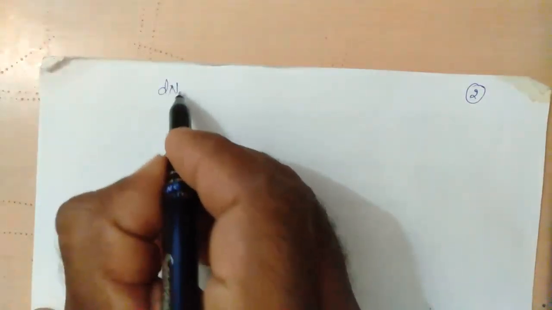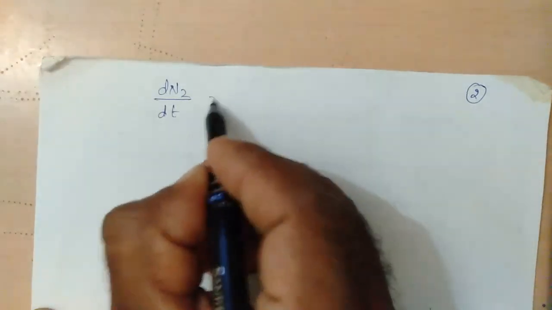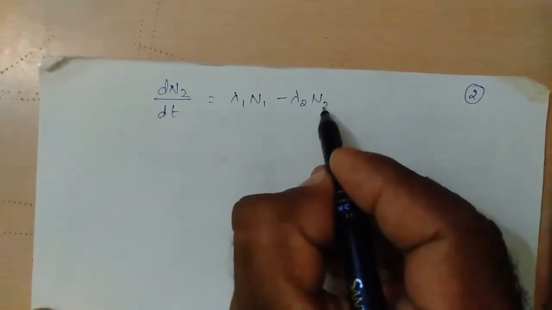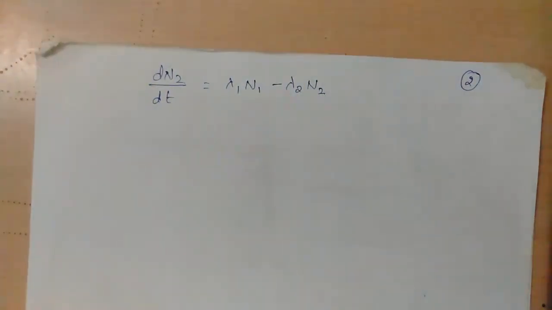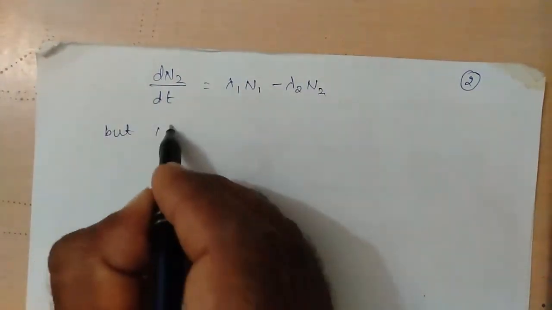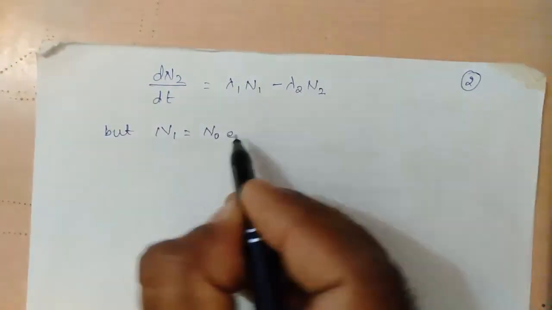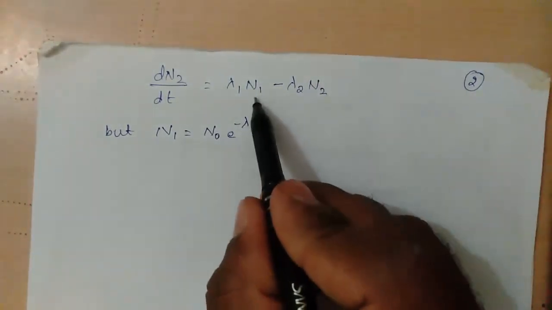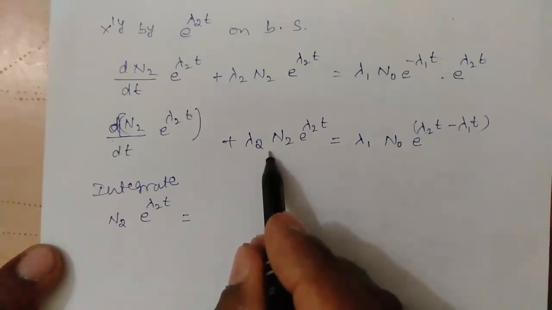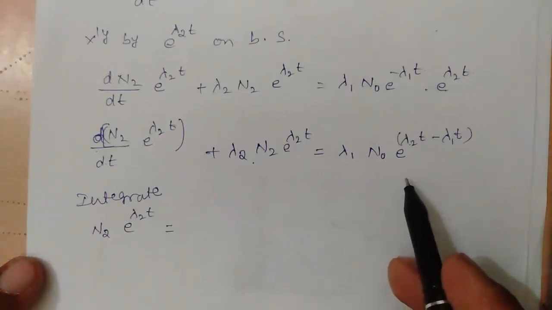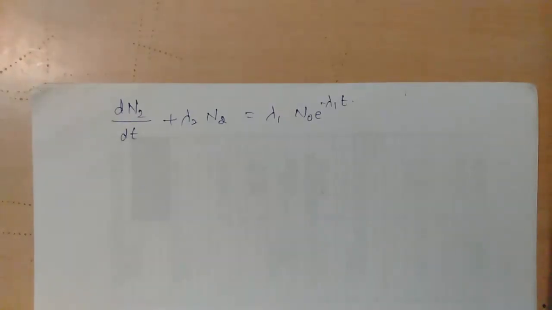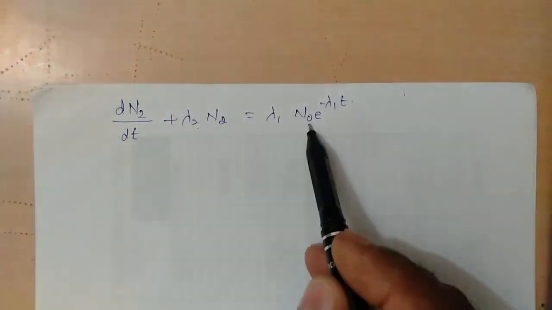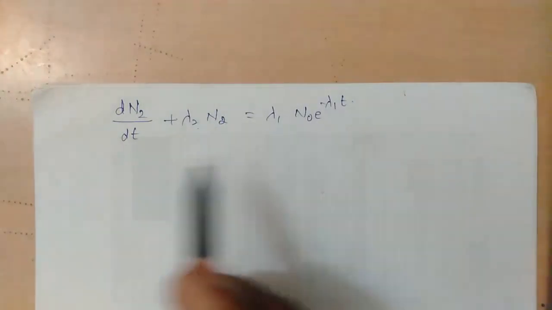Our previous equation was dN2/dt is equal to λ1 N1 minus λ2 N2. But we know that N1 can be written as N0 e^(−λ1 t). Substitute this and take the λ2 N2 term to the left hand side. We get dN2/dt plus λ2 N2 is equal to λ1 N0 e^(−λ1 t).